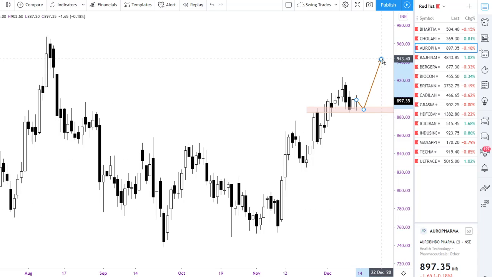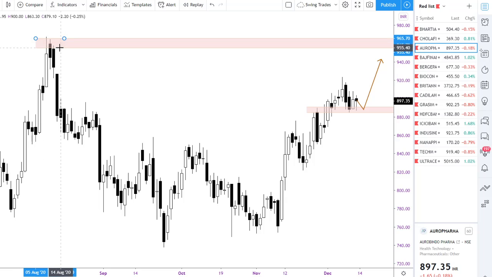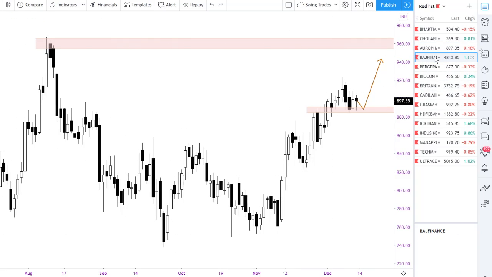Remember, we are not looking for any sell opportunities in this particular stock for the next week. We're looking for a good buying opportunity. Even in this one, I don't think risk to reward should be a problem, because the next level of resistance is somewhere here, so we should get 1:2 quite easily in this trade. The next one is Bajaj Finance.